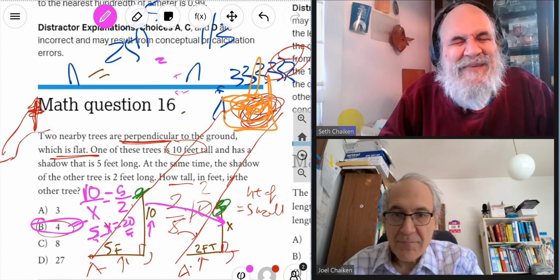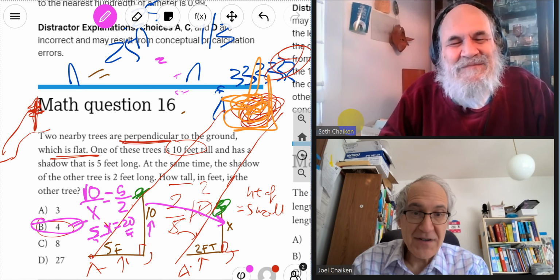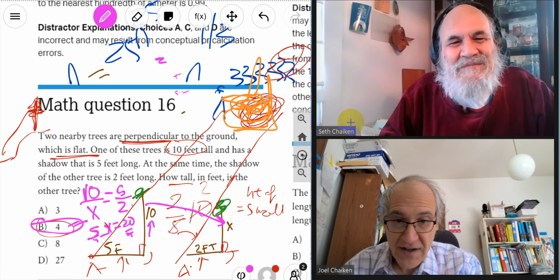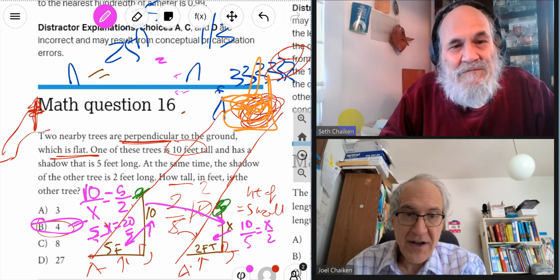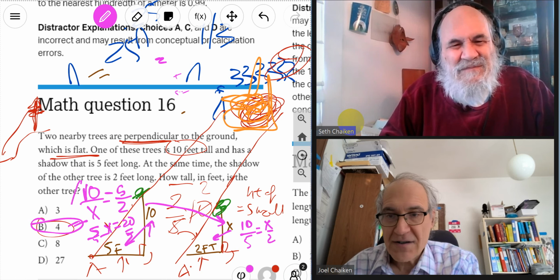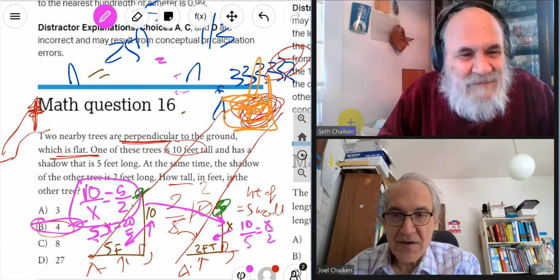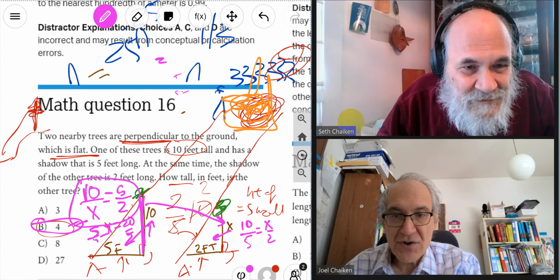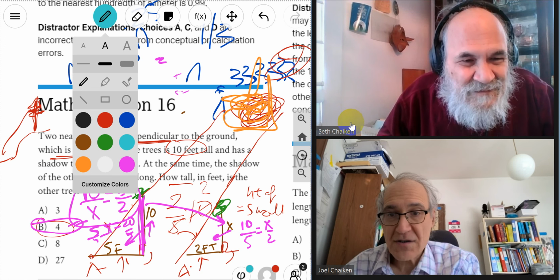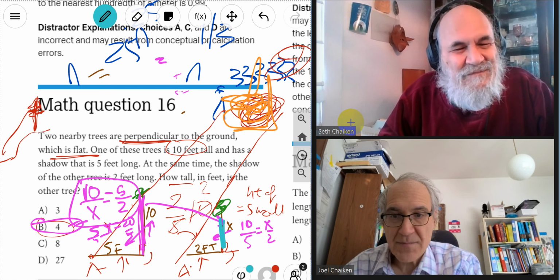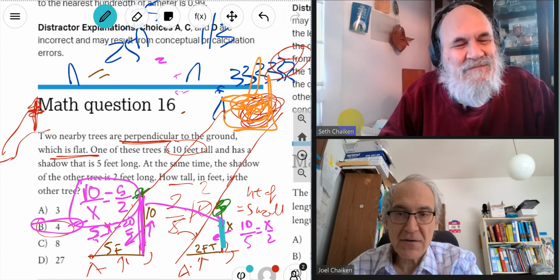Some people make a proportion like this. They go 10 over 5 as x is to 2. When you cross multiply, you get the same answer. But I like to do this one. I like to do corresponding sides. Big tree is to small tree, as big shadow is to small shadow.